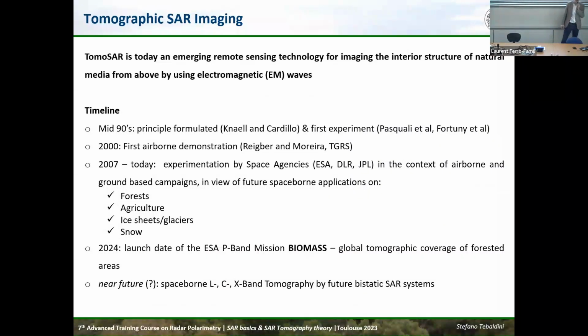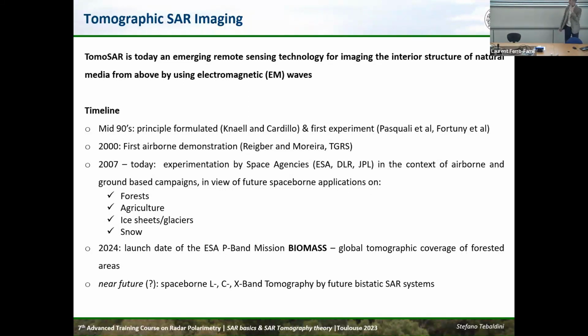Ever since then, there was a lot of research about tomography. Here is a very brief history of SAR tomography. Let's say that the principle was formulated in the mid-90s. Then we had the first airborne demonstrator in the year 2000. And since 2007, there was a lot of activity on SAR tomography, pushed by space agencies, in particular ESA, DLR, and JPL, with airborne or ground-based campaigns to investigate this concept, in particular for vegetation, for ice, snow, and for agriculture. Next year, if we'll be lucky, we will have the launch of the P-band mission Biomass, and this will be the first mission with a systematic tomographic phase dedicated to forestry. So Biomass is there to produce the first 3D vision of forest worldwide at P-band, of course.